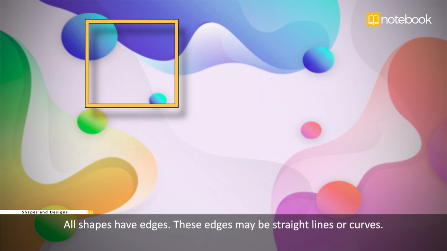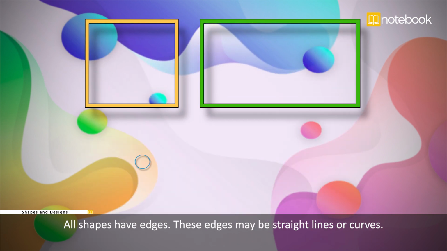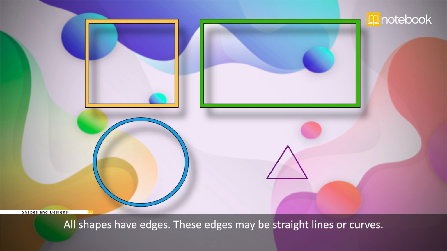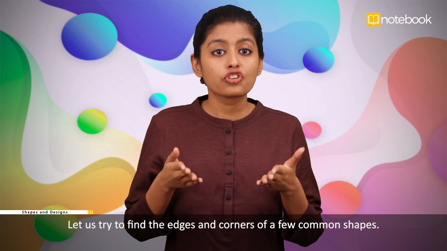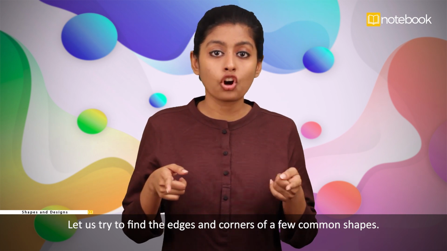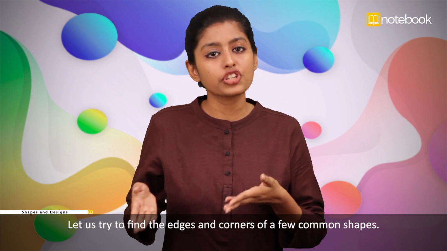All shapes have edges. These edges may be straight lines or curves. Edges are also sometimes called sides. Shapes like squares, rectangles and triangles have straight edges, while circles have a curved edge. Let us try to find the edges and corners of a few common shapes.